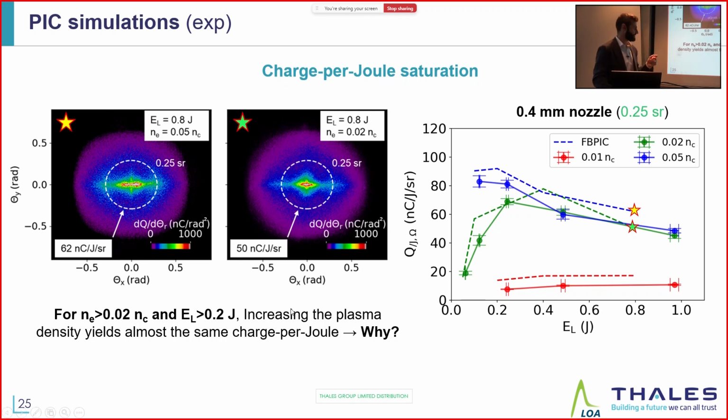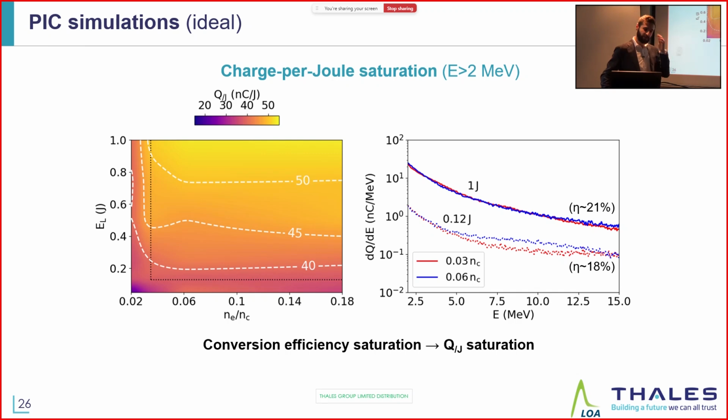And in order to answer why this happens, because these simulations don't really seem to be sufficient to understand what's happening, I relied on the second set of simulations, so the idealized case, and I was able to obtain this. Follow me, because it's not that easy. So this is the charge per joule that I obtained. It's not charge per joule per steradian, it's really the total charge per joule on our 4 pi solid angle for electrons above 2 MeV, because we care about electrons with some energy for practical reasons.